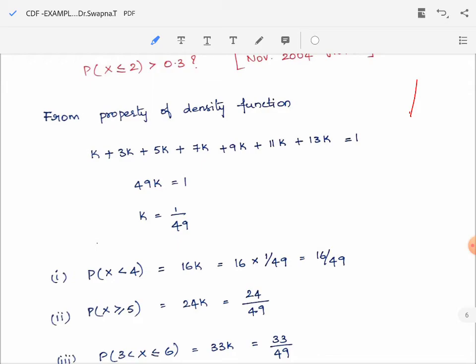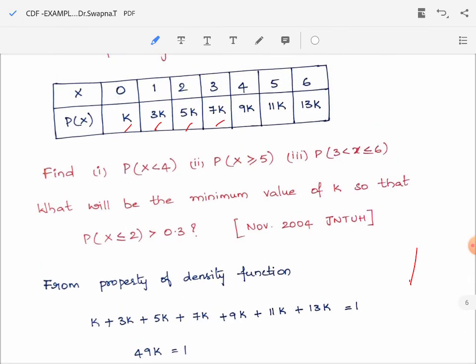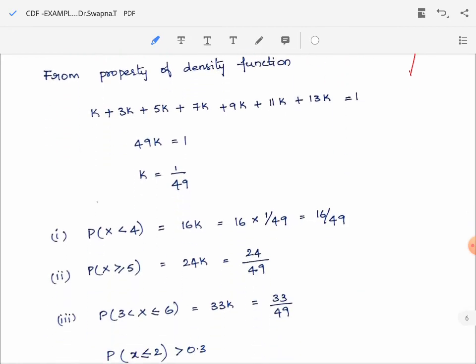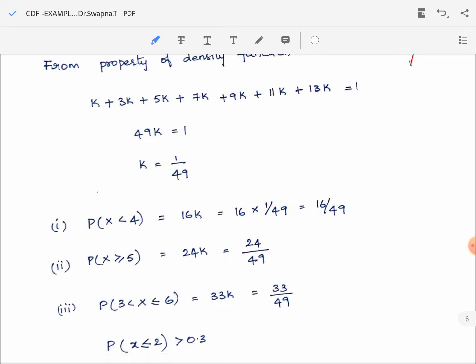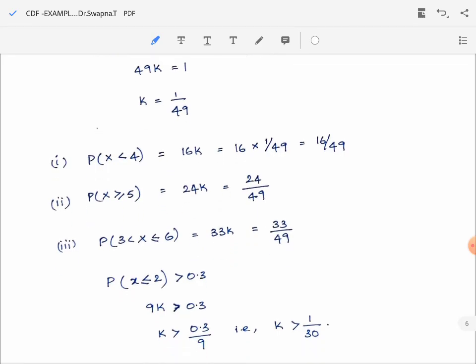And next is probability of x greater than or equal to 5. Here you need to be careful because most of the students take the earlier values, but what is asked is greater than or equal to 5. So what are the values you have greater than or equal to 5? These two, 11k and 13k, which is equal to 24k. So 24 into 1 by 49 is equal to 24 by 49.